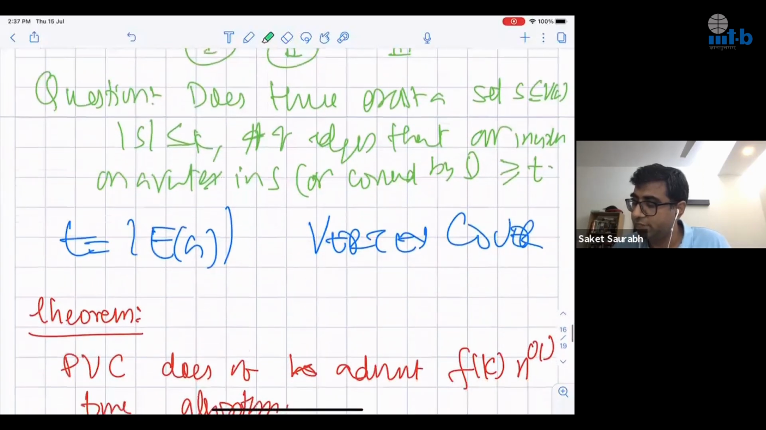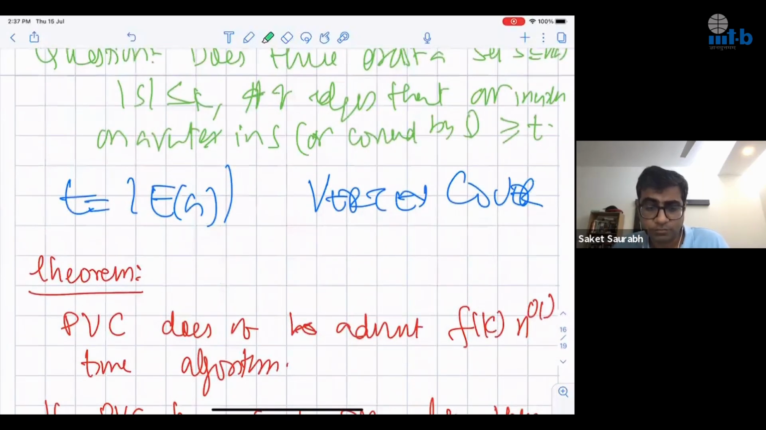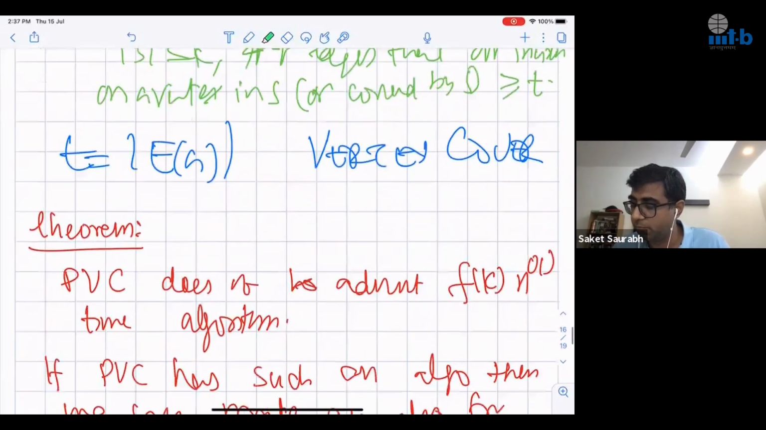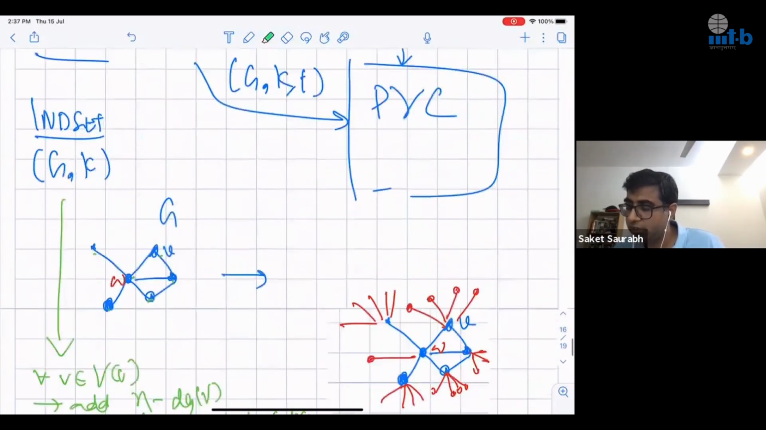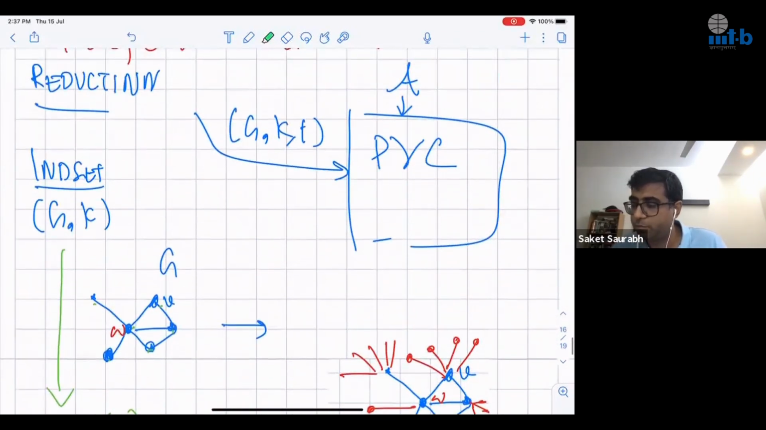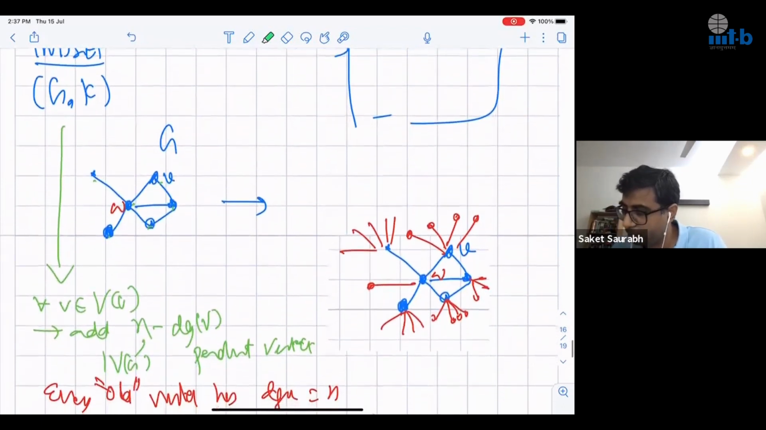And we saw that if T is the whole set of edges, this is the classical vertex cover problem. And then we tried to give a reduction for partial vertex cover, which would say that partial vertex cover parameterized by the solution size k does not admit an FPT algorithm. So what would that be?